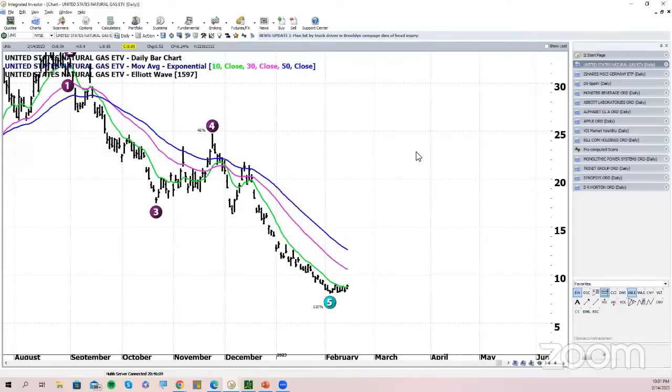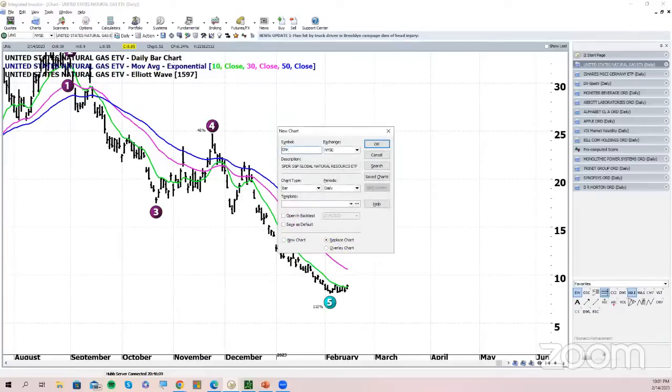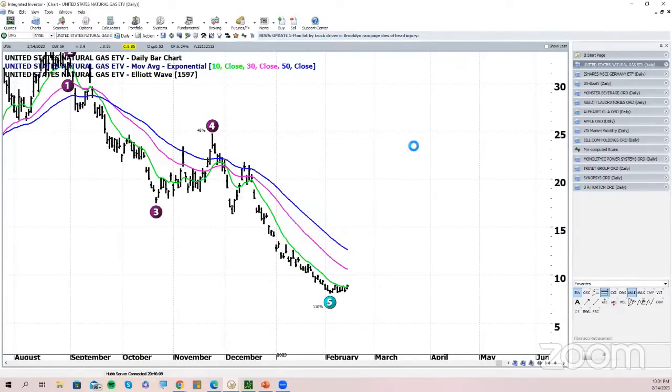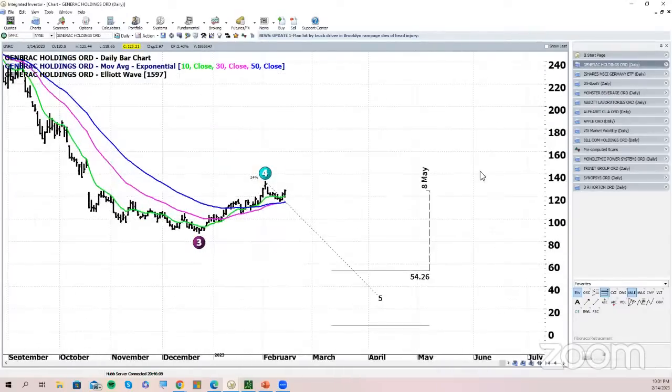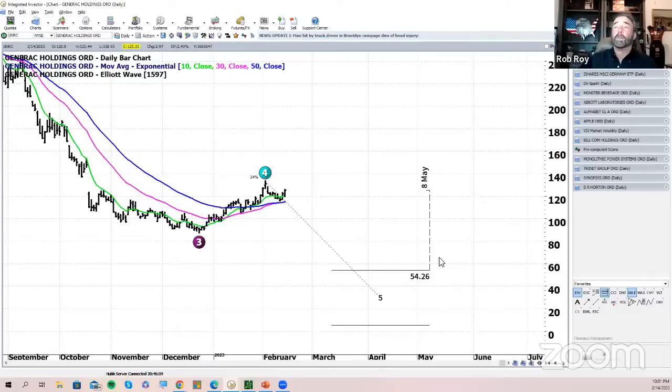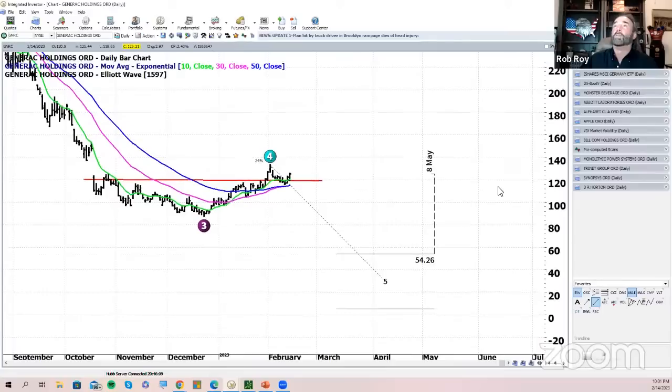I'd like Rob's opinion on GNRC. Technicals look good, fundamentals decent. It's gone through that break above 120, which, I agree with you, is impressive. There's a gap there at 140 that hasn't been filled yet. You do have a positive 10/30 cross. You're above the 10, 30, and 50-day moving averages, but I think getting above 120 was more important.